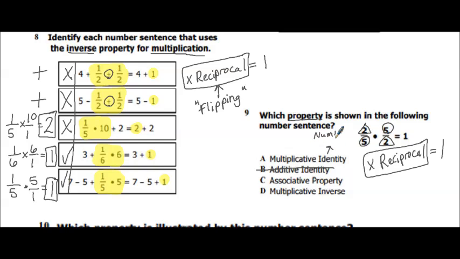Identity property means that the number doesn't change. So when we multiplied this, both numbers actually changed. All the numbers changed. So the identity property is not going to work. And associative has to do with parentheses and grouping items. So C is not being shown here either. The inverse is when we are inverting or flipping the fractions or multiplying by the reciprocal. So we are showing the multiplicative inverse property.